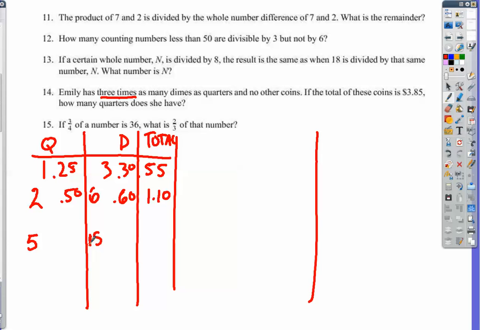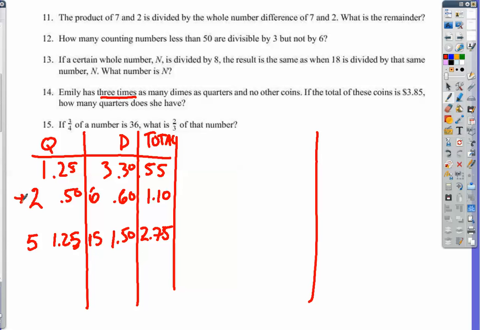So 5 quarters is going to be $1.25. 15 dimes is $1.50. And so that's going to get me a total of $2.75. I'm still ways off, right? But I noticed that 2 quarters could have 110, and I need 110 more cents to get there.